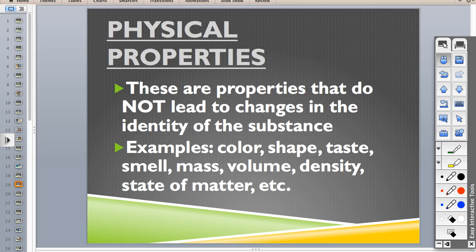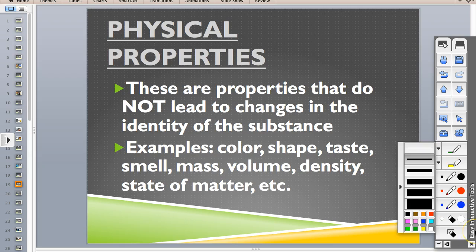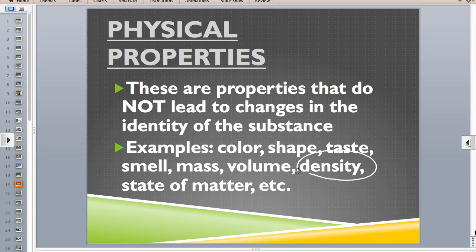And so when we look at this, physical properties don't lead to a change in the identity of a substance. The big one that we've been discussing in depth is density, right? If I test the density of water or aluminum or whatever, it's not going to change. So something like density is an intensive property.